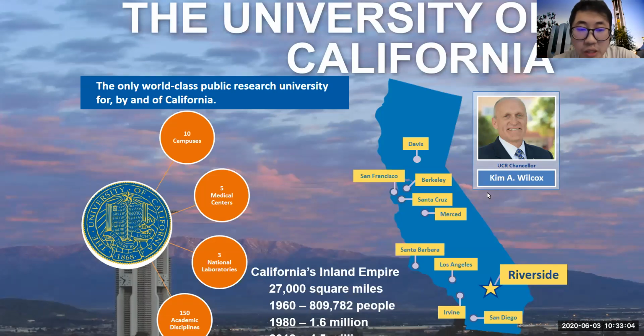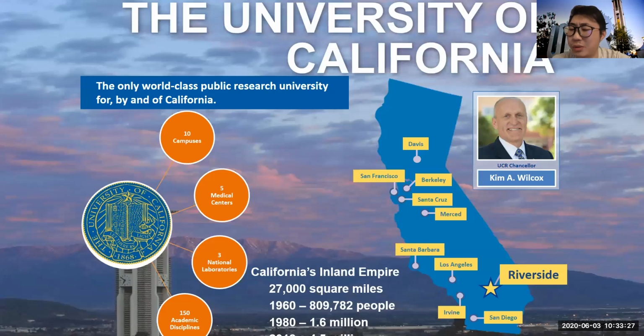The San Francisco campus, one of our graduate schools, is mainly focused on biomedical research. We also have 5 medical centers and 3 national laboratories, which are managed by UC Berkeley as well as UCLA. Every one of our campuses is a comprehensive university, with over 150 academic disciplines across all majors.